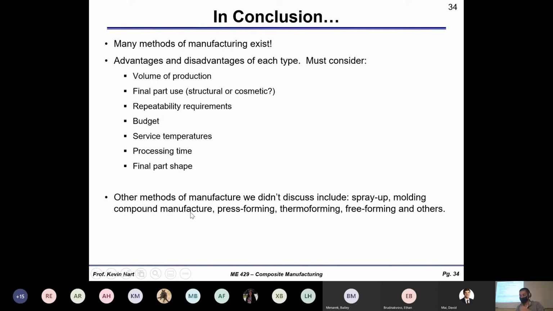All right, so other methods we didn't talk about include spray up molding, compound manufacture. This is a whole other topic. I mean, you could have a whole lecture on that alone. Press forming, thermal forming, free forming, other sorts of methods that are out there, but not as common. Okay, I'm really only going to focus on the big ones. That's RTM, Vardum, vacuum bagging and autoclaving, pultrusion, filament winding. Those are 90 to 95% of the production of composites in the world.